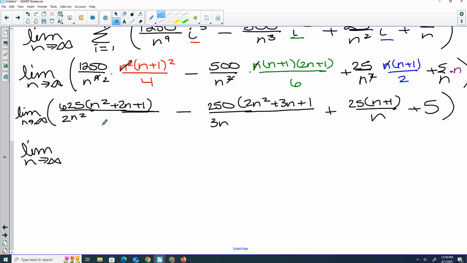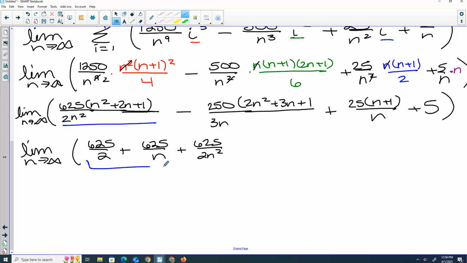Okay, so 625 n squared over 2n squared gives me 625 over 2, plus 625 times 2n over 2n squared, plus 625. So this turned into those three terms.